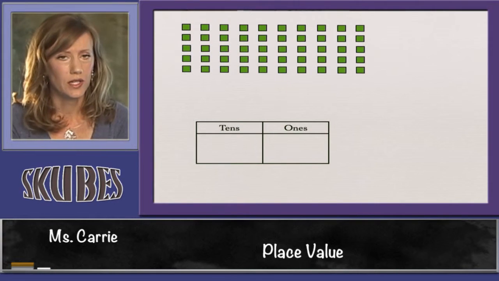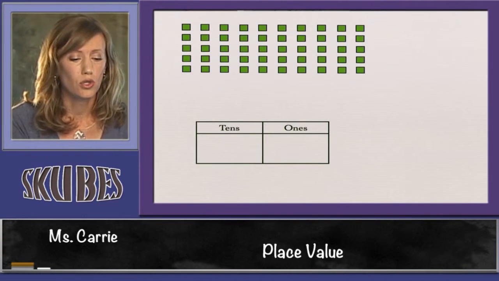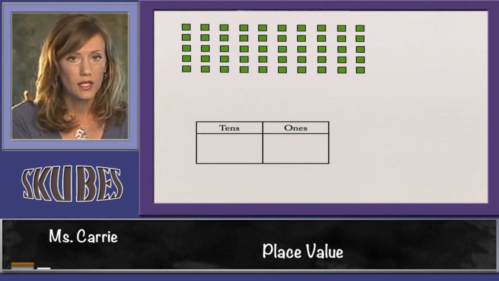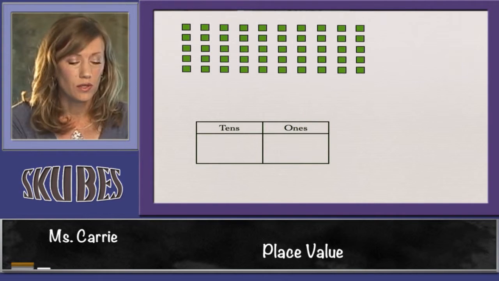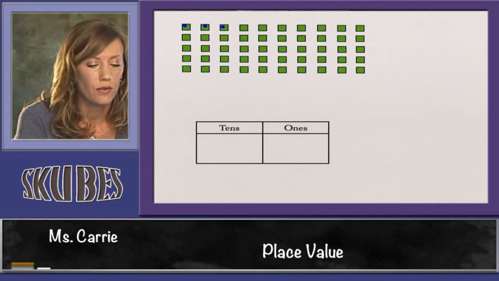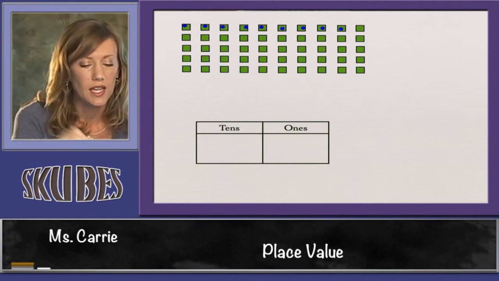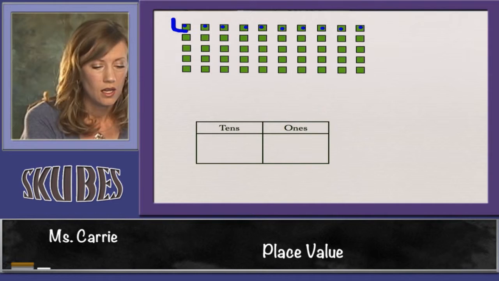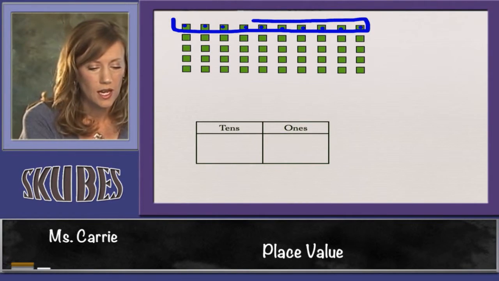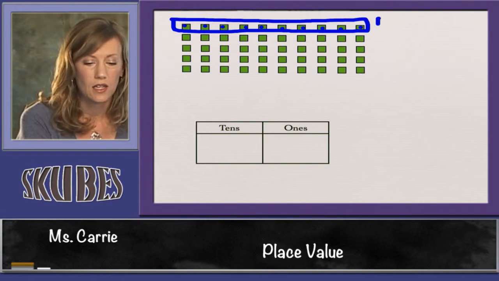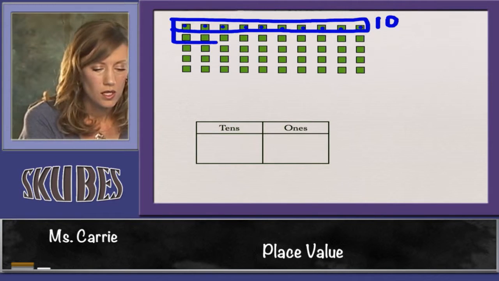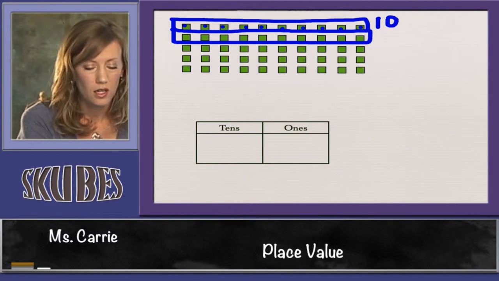Now this one looks a little bit different, and the reason it does is because there's so many ones. And when you have more than 10 ones, you need to group them into bundles of 10. If you look at this first row up here, 1, 2, 3, 4, 5, 6, 7, 8, 9, 10, we can make a tens block out of that. And what I'm going to do is just make a little rectangle right around that. That's 10. Now the next row has 10 also. So let's put that in a tens block.